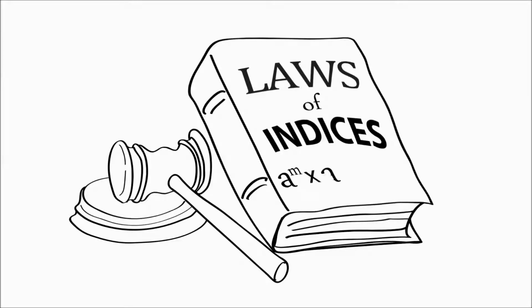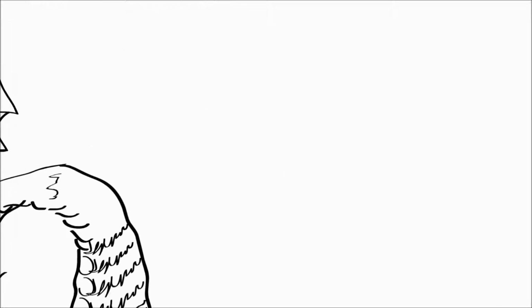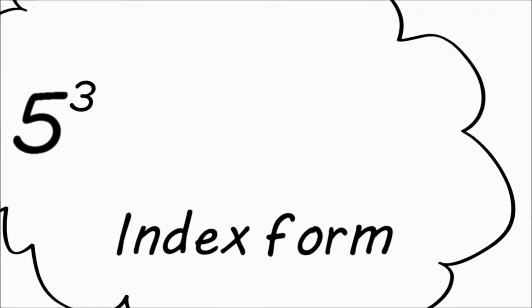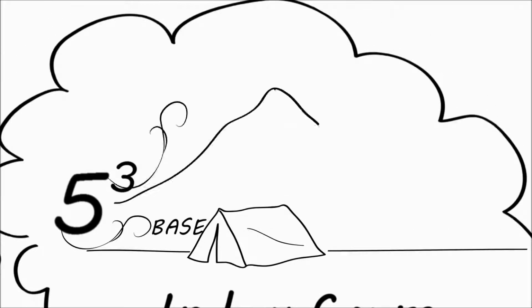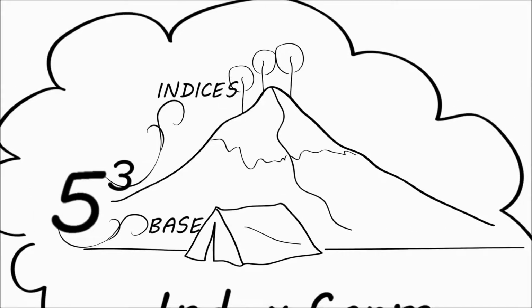In this video, we will learn about this law of indices. Let's recall what we know about indices. 5 to the power of 3. We call this an index form, where 5 is the base and 3 is the index. The plural for index is indices.